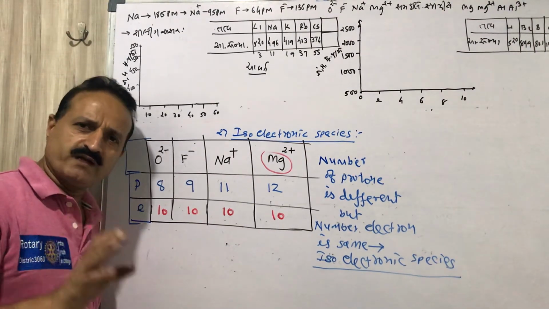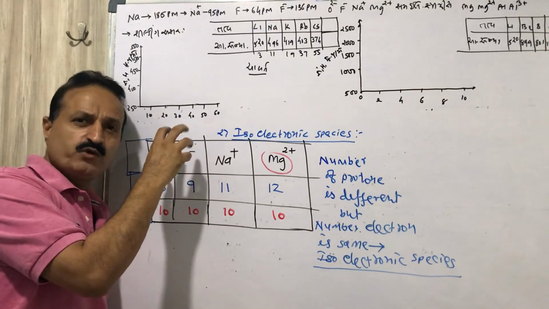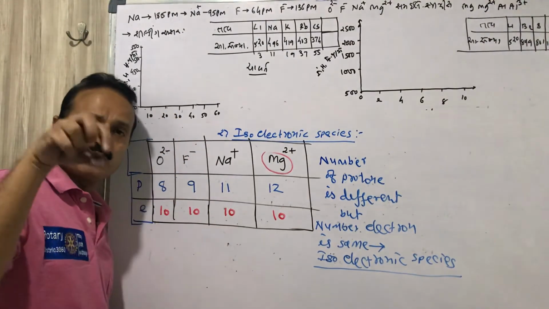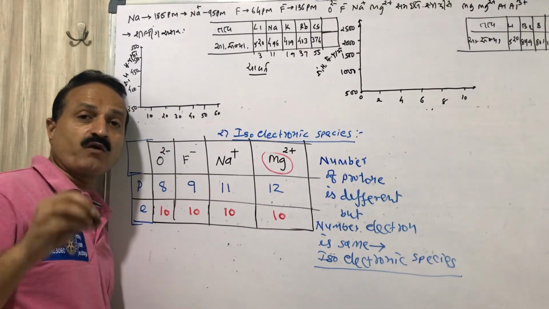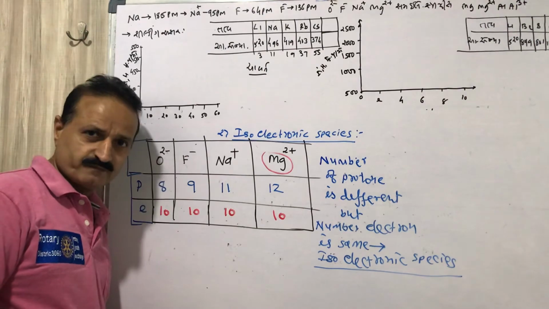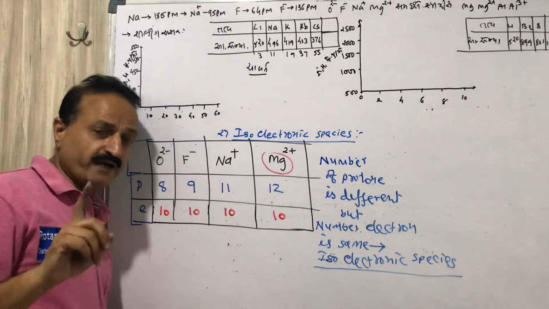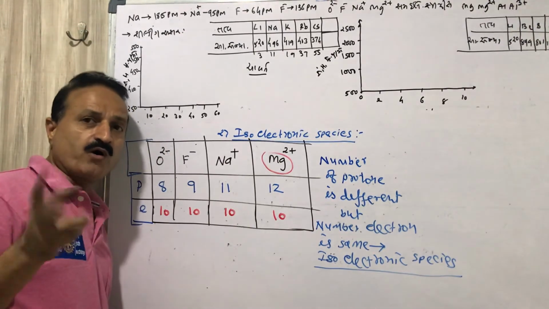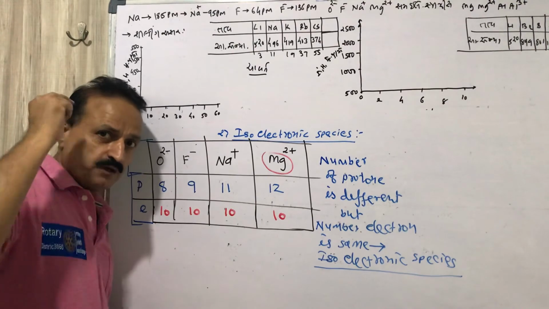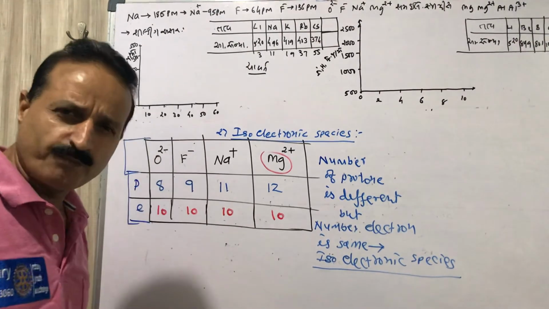Very simple, very easy. You are given this type of group in JEE and NEET. You have to identify from the group which group is isoelectronic species. So you have to calculate the number of electrons when it converts into an ion, either positive ion or negative ion. Your mind should be clear. We have discussed two topics.